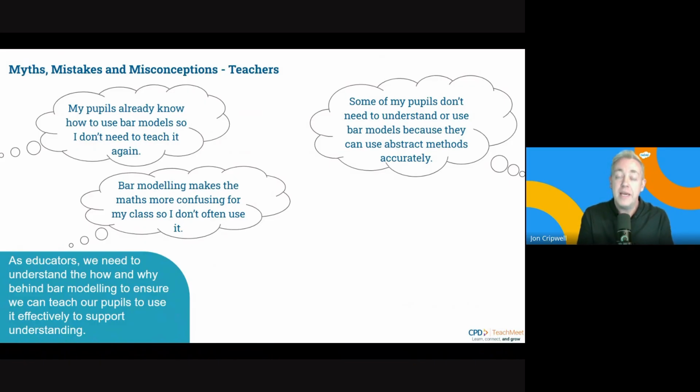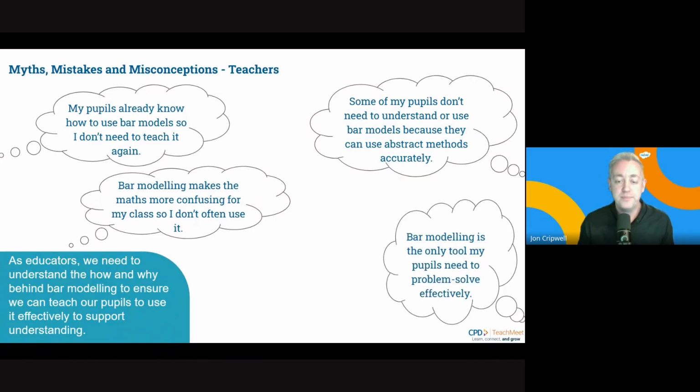So making sure that there's a progression through school, as we'll talk about later, in how bar models are used, will mitigate any confusion, I would suggest, that pupils might have. When they're familiar with the structure and they know how it works, it's something that they see regularly. I don't think there'll be much room for confusion then.